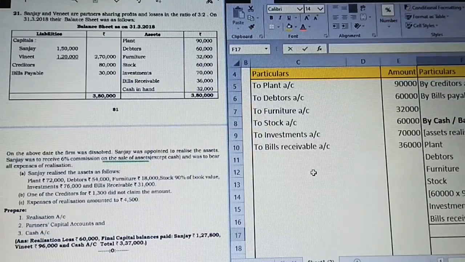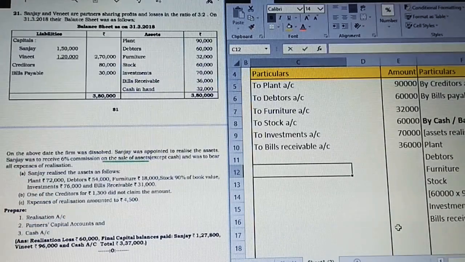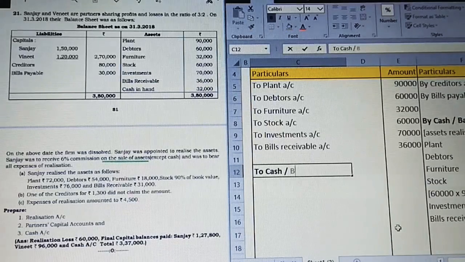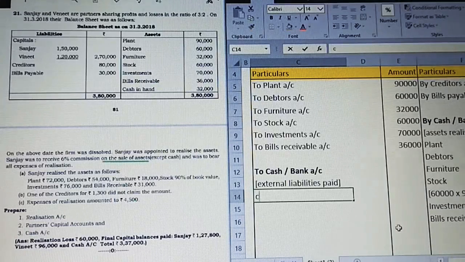Now let us move on to the debit side. The second adjustment, one of the creditors for 1,300 did not claim the amount, which means now we have to make the payment through the outsiders, through cash or bank account. External liabilities paid. So here first we have creditors.